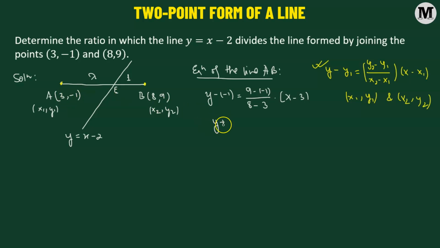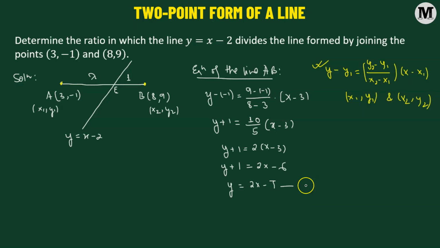So we have y plus 1 equals 9 minus -1, that's 10, divided by 8 minus 3, that's 5, multiplied by x minus 3. We get y plus 1 equals 2 times (x minus 3). Further simplification gives us y plus 1 equals 2x minus 6, or y equals 2x minus 7. So this is the equation of the line formed by joining the 2 points A and B.